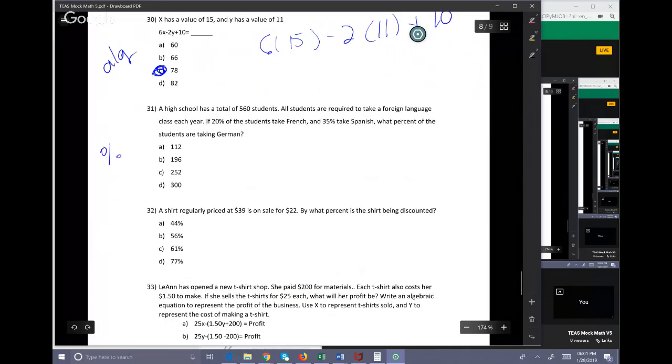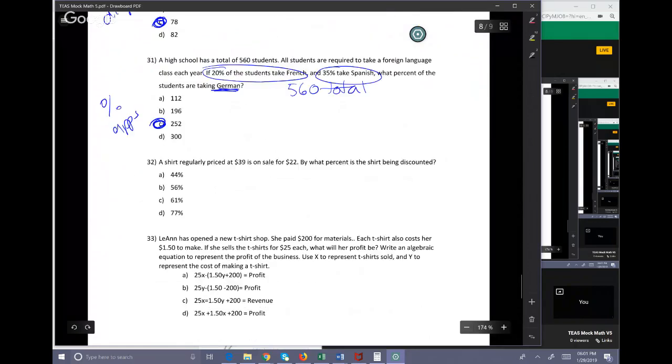31 is percent apps. They give you a total. Your total is 560. They give you 2 percentages, and then they ask you a percentage that corresponds to something else. You can do this one of 2 ways. You can either find the number that take French and the number that take Spanish and subtract them out of the total, or you can combine the percentages, figure out the percentage that are German, and then multiply that by the total. So you either dealt with the actual numbers or you dealt with the percents, and then you looped back to the other side, whichever side you weren't using. What you should have found is 252 students taking German.